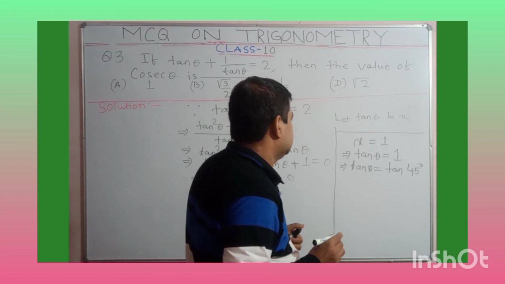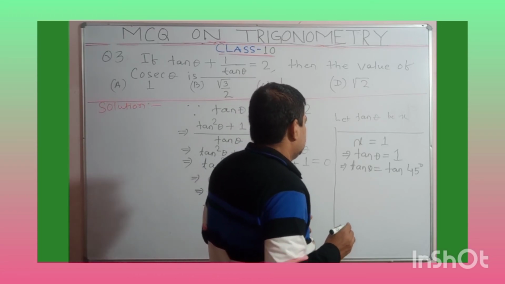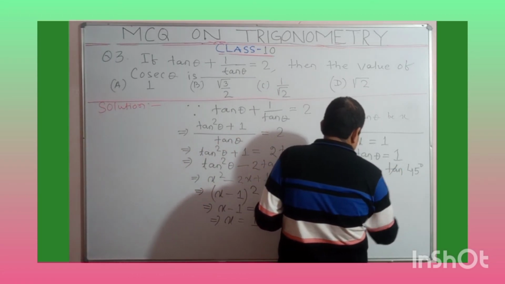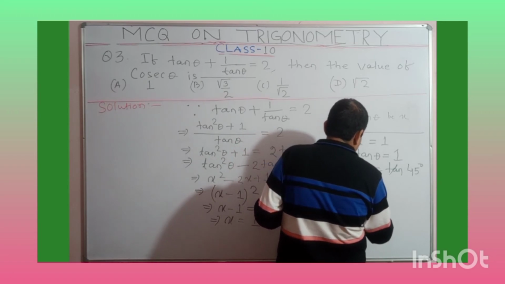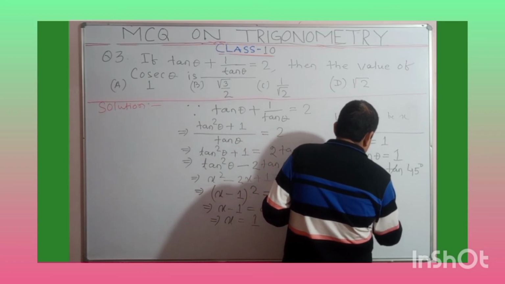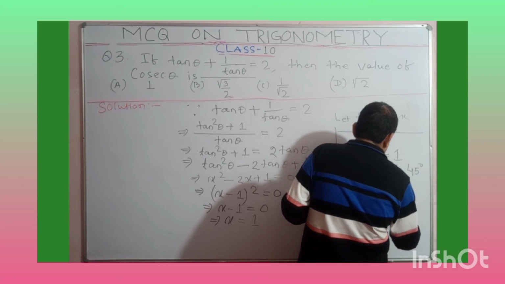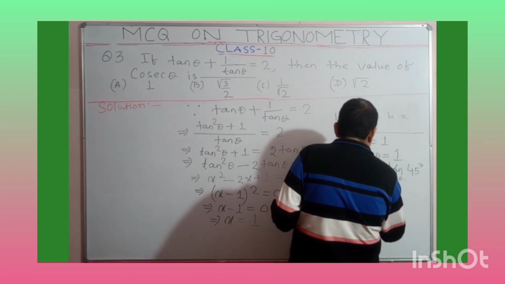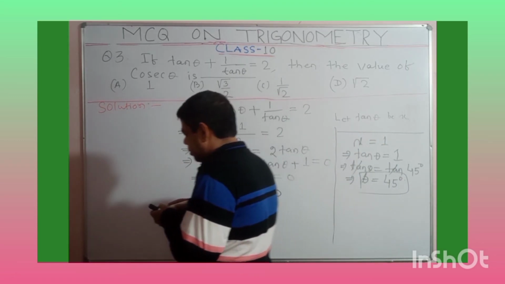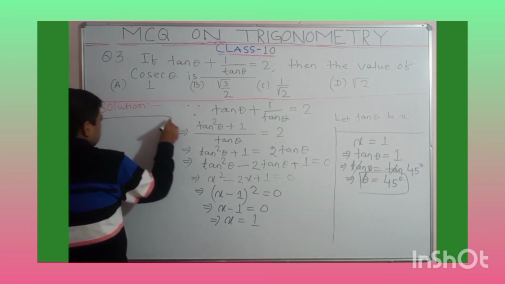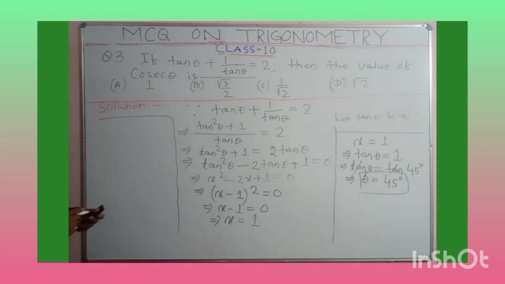Is it clear? Okay, so we can cancel tan. That implies theta is equal to, after cancellation, 45 degrees. We got the value of theta here. Okay, we got the value of theta.